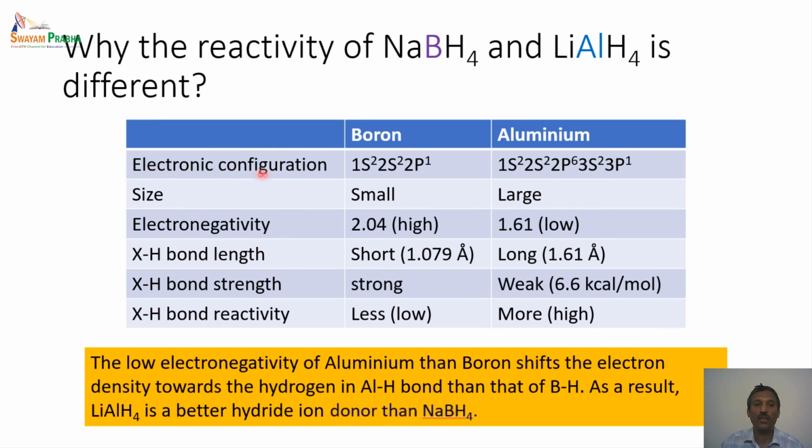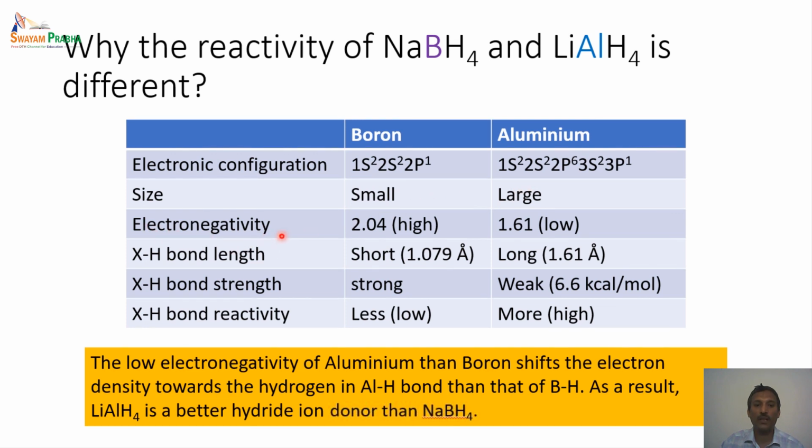Let us look at the electronic configuration of boron and aluminium, because the central atom is boron in sodium borohydride and aluminium in lithium aluminium hydride. The electronic configurations of boron and aluminium are written here. It is 2s2 2p1 for boron, and for aluminium it is 3s2 3p1. So they are one row below. Boron is at the top, aluminium is in the second row. When we look at the size, boron is smaller in size, whereas aluminium is a little bit larger in size.